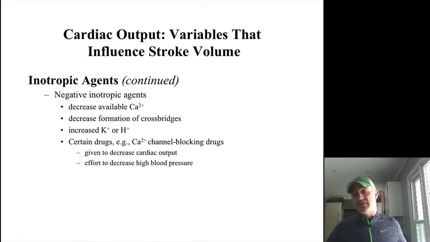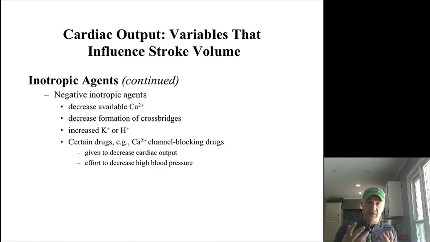Negative inotropic agents obviously are going to do the opposite thing here. These are going to block calcium. So a lot of these ones are calcium channel blocking drugs. So if you're getting extremely high blood pressure, this is kind of the last line type of drugs. You're generally going to do beta blockers, and we'll talk about ACE inhibitors in the next chapter. But these calcium channel blockers can be given to decrease cardiac output and drop blood pressure. Again, there's a little bit more side effect with these ones. There's a little bit more going on there. But if you get decreased calcium in here, you get less contractility.